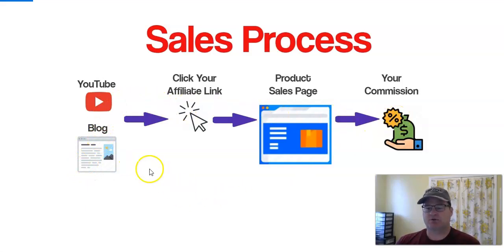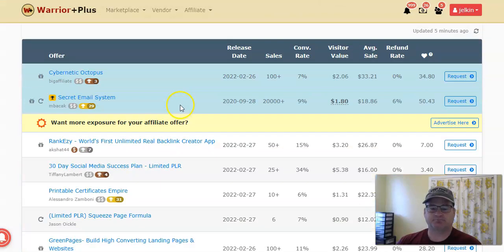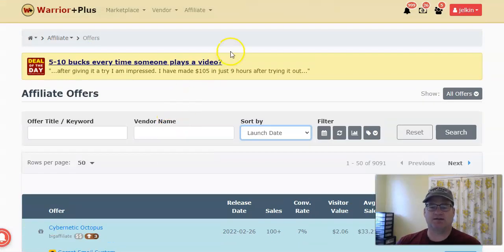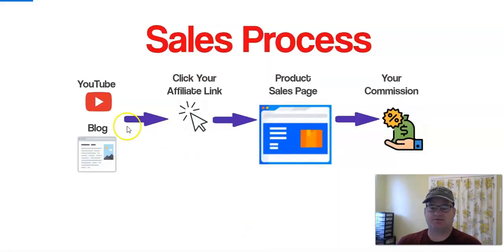And so this is really what it comes down to. You just got to get your free traffic set up, get your affiliate link. Today we're talking about finding products on Warrior Plus. There's lots of other affiliate platforms as well. But if you're in the make money online niche, Warrior Plus is a really good place to start. Find some quality products, get approved, insert your affiliate link into your traffic source, and get people to the sales page and make a commission.